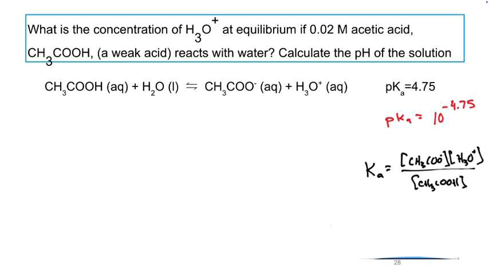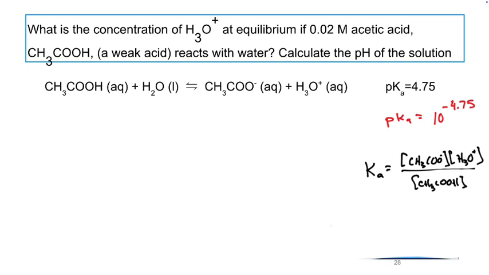Do we know the CH3COO minus? Nope, we have no context of what that is. Do we know the CH3COOH? Okay, and that's where we'll typically get a lot of people saying, well, yeah, that's 0.02. No, that 0.02 is where we started. That was our initial conditions. I had pure acetic acid, and then I dropped it into the water.